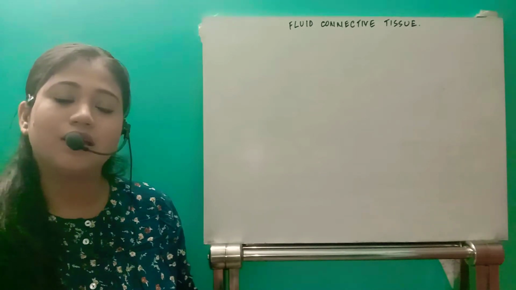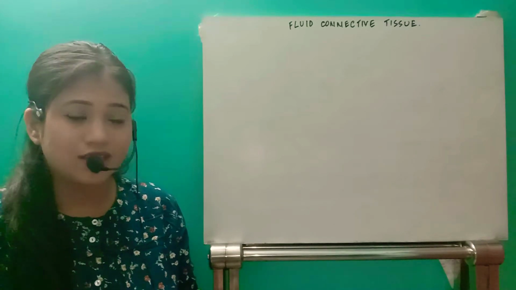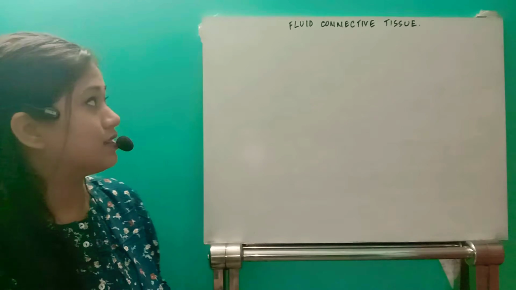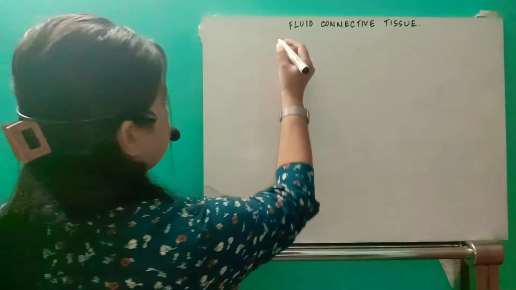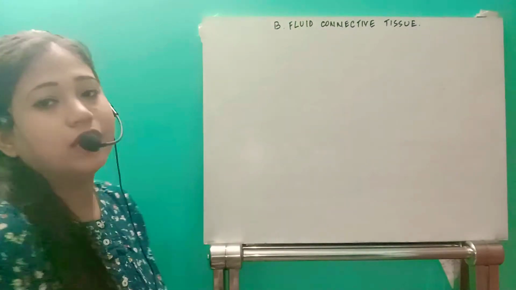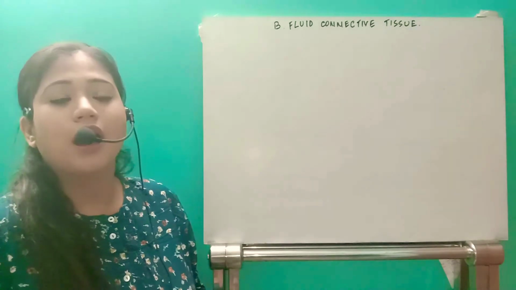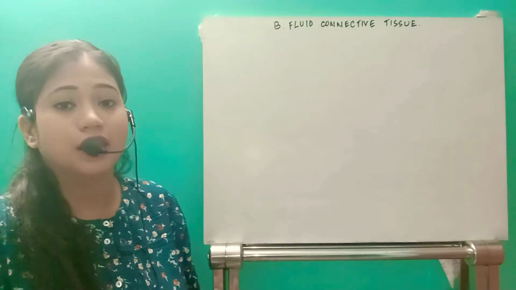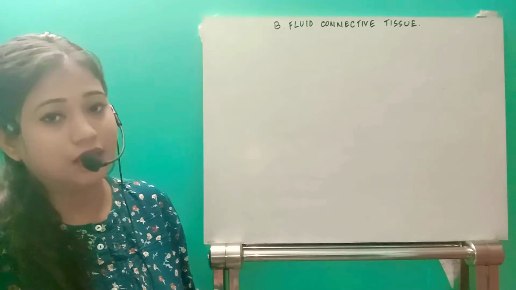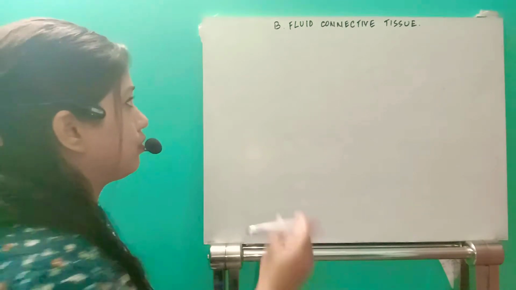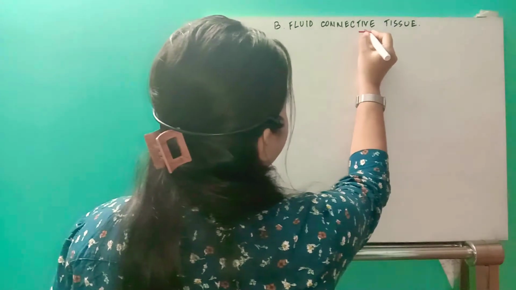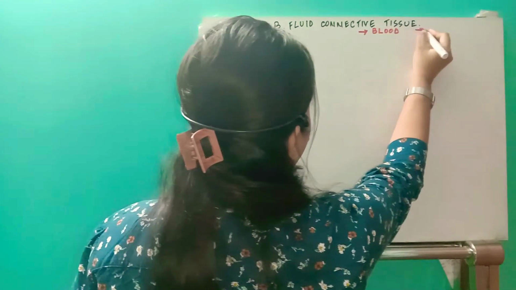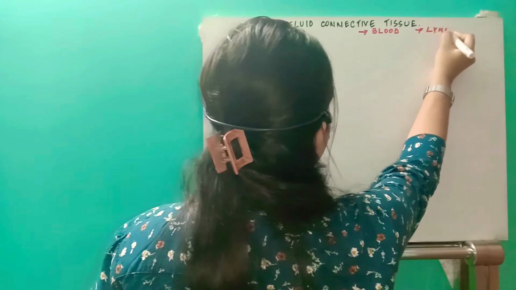After that, in the same specialized connective tissue, there is another part that is known as the fluid connective tissue. The second part will be the fluid connective tissue. Under the fluid connective tissue, there are two types. One is blood and another is lymph. Okay, so there are two types of fluid connective tissue. One is blood and the second one is lymph, right?